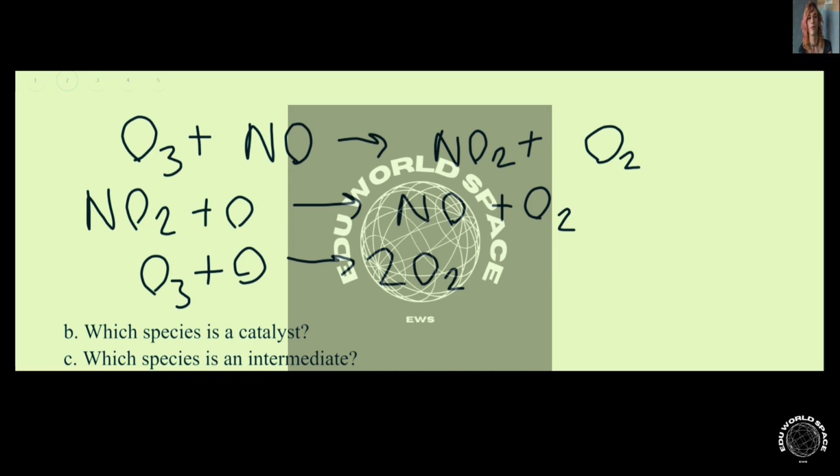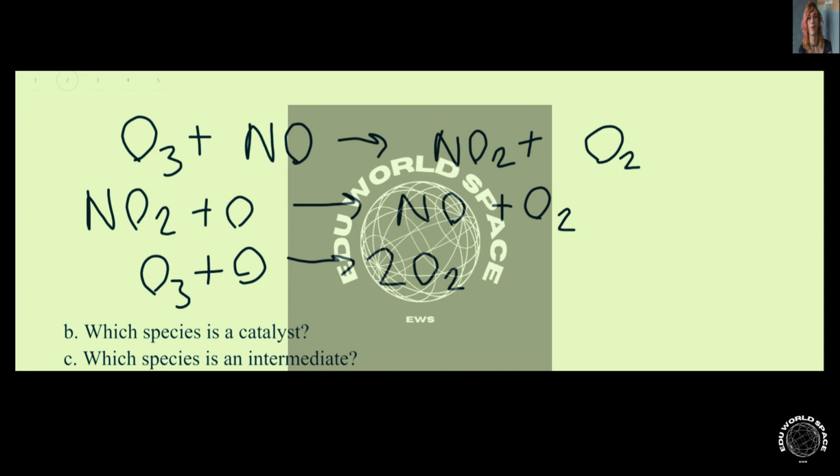So a catalyst is something that participates in the reaction, but is reproduced at the end of the reaction. So it's not used up by the reaction. We have our catalyst at the beginning, it is used to further the reaction, and then it's reproduced at the end. So in this case, that would be NO. So NO is reacting with ozone in the first step in the reaction mechanism, but in the second step, it's being produced. So the species that's a catalyst is NO.